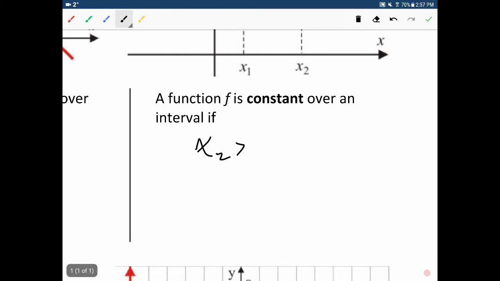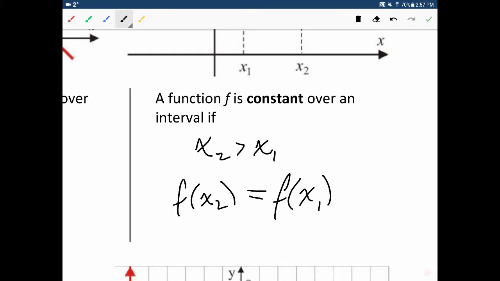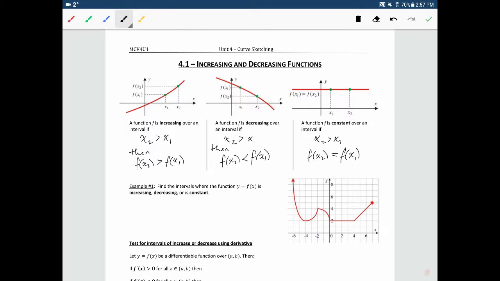And of course, it's constant if x2 is greater than x1 and f of x2 is equal to f of x1. So in other words, if y goes up as x goes up, it's increasing. If it goes down, it's decreasing. If it stays the same, it's constant.